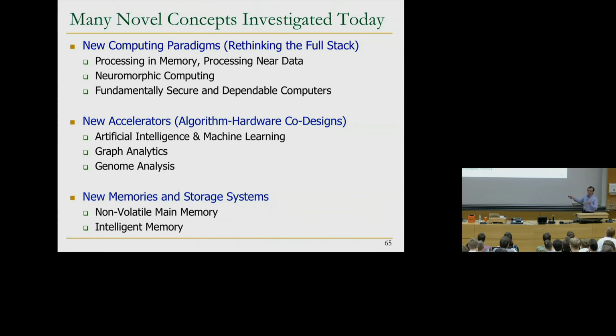New accelerators are popping up, as we've discussed, and I think of these as algorithm-hardware co-designs. These are accelerators for artificial intelligence, machine learning, graph analytics, genome analysis. You can keep adding your favorite applications over here. Of course, if your application has a lot more data, you get a lot more benefit. And we also have new memories and storage systems that I discussed earlier, non-volatile main memory and perhaps more intelligent memory that can do some processing close to data.